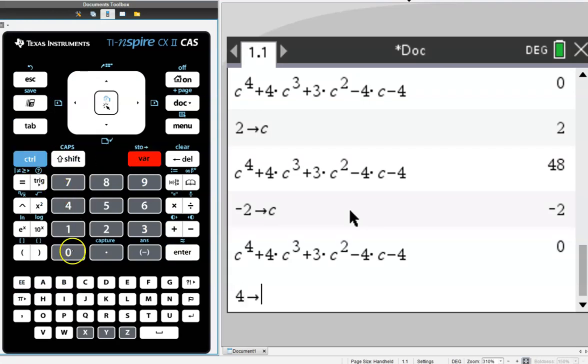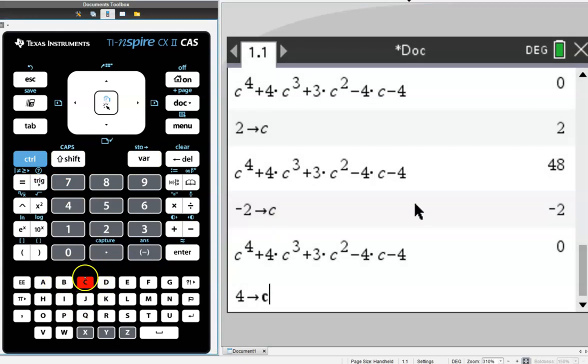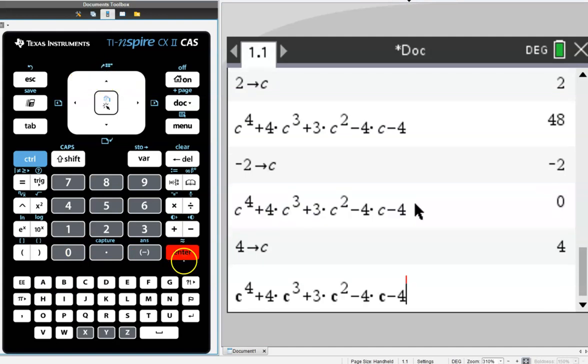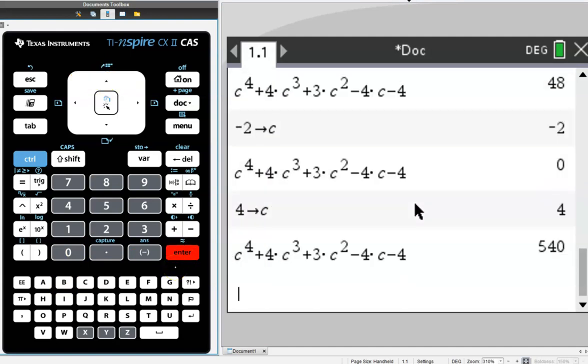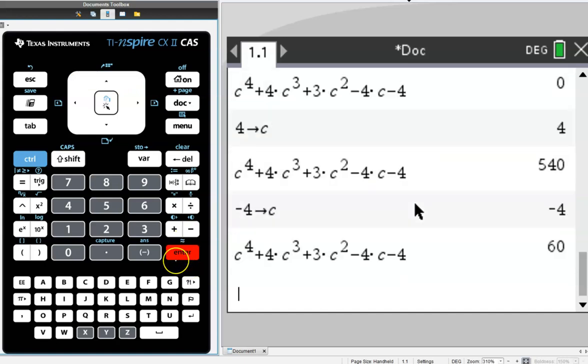So I'll store 4 as C and execute the equation. So 4 doesn't work. Let's check negative 4. Remember, there's no guarantee here. Something interesting would occur if this doesn't work. Let's take a look. Okay, so that didn't work either.